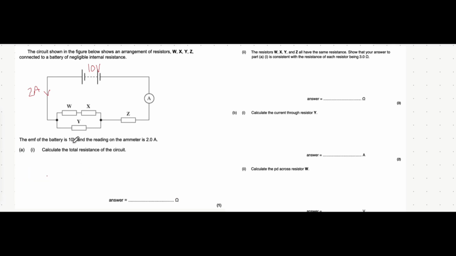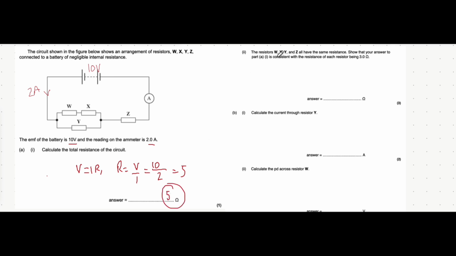And actually, because we already know the total voltage and the total current flowing through the circuit, we can rearrange the equation V equals IR to get resistance equals voltage over current. We can divide the total voltage in the circuit by the total current in the circuit, and that will give you the total resistance in the circuit, which is 5 ohms in this case.